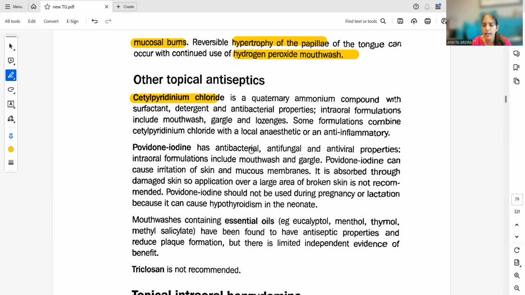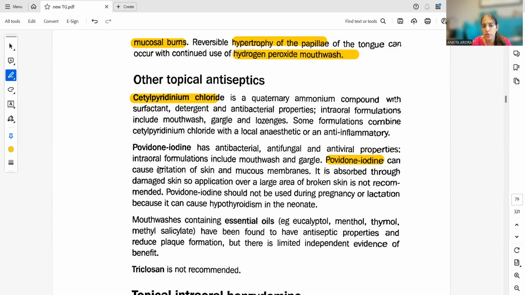Povidone iodine has antibacterial, antifungal, and antiviral properties. Intraoral formulations include mouthwash and gargle. Povidone iodine can cause irritation of the skin and mucous membranes.